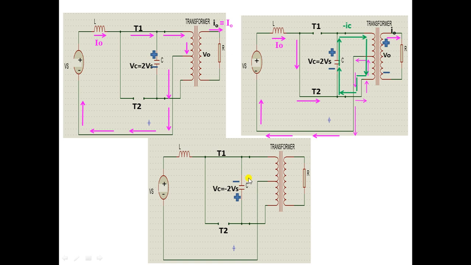So when this capacitor voltage is changing, that is when the capacitor is discharging and charging again, we will have a capacitor current here, which is shown in green color here, in the opposite direction with respect to this direction.